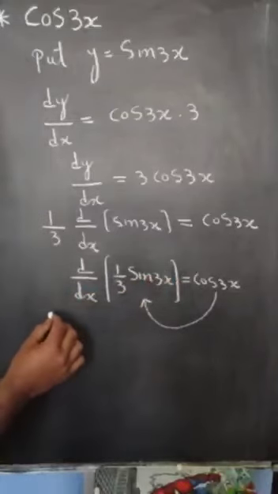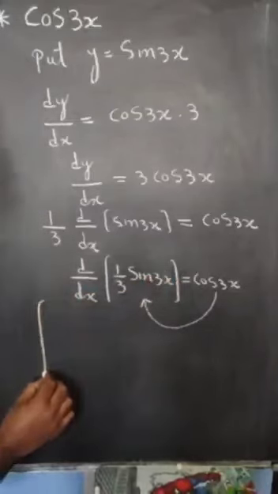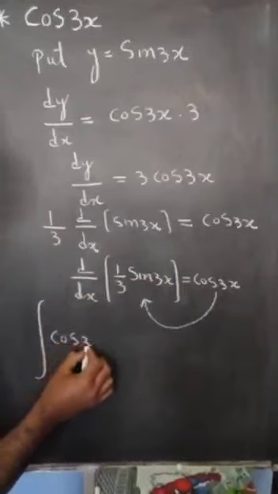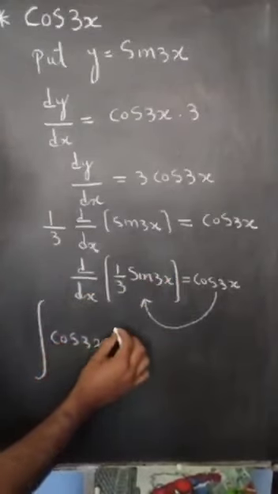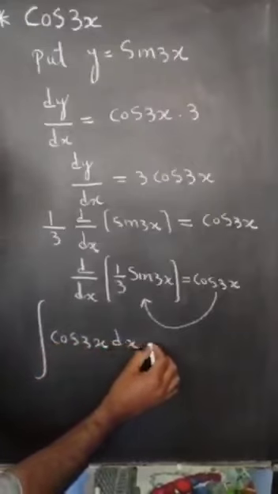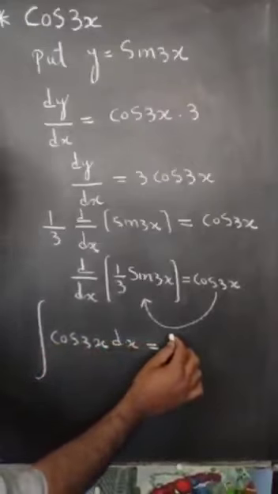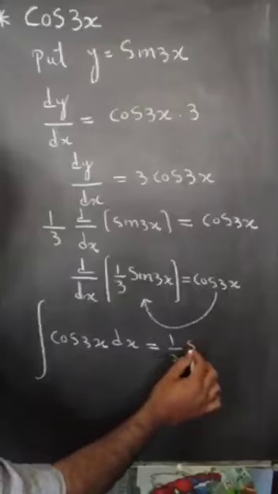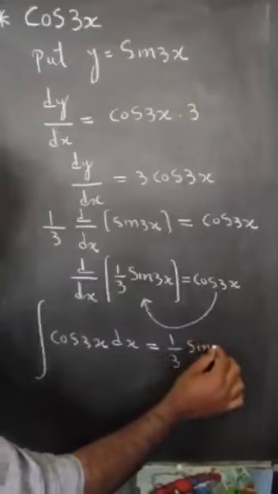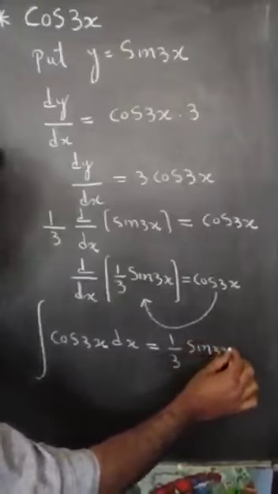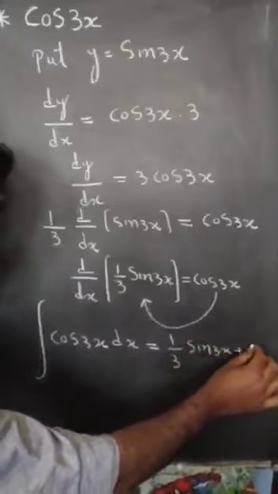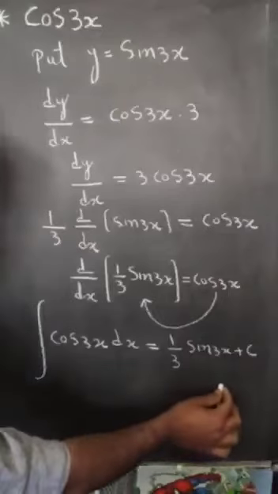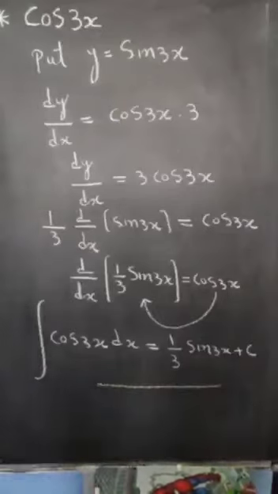Thus we can write the antiderivative or integral of cos 3x is equal to 1 by 3 times sine of 3x plus constant of integration c. That completes the result.